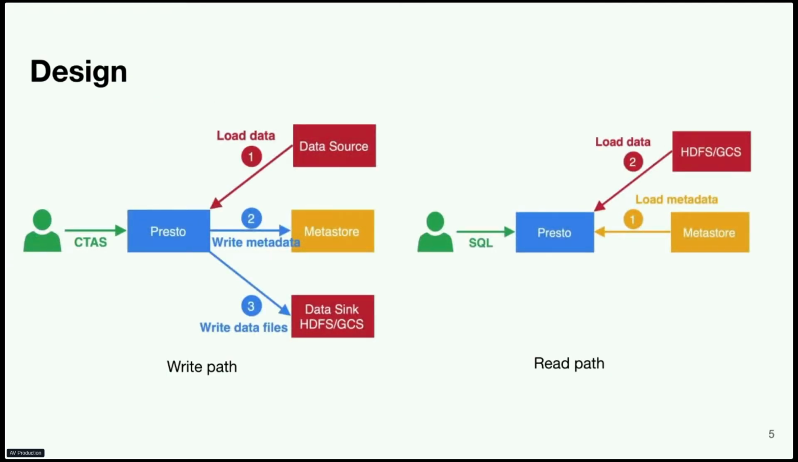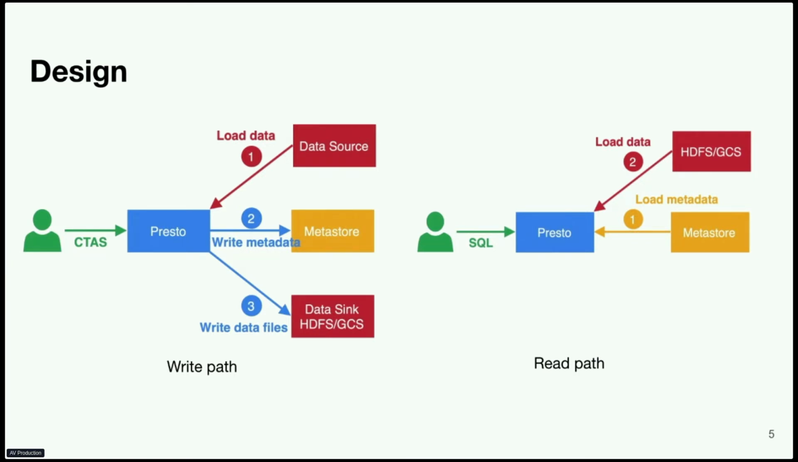And here is the high-level architectural design of the Presto Iceberg connector regarding the write path and the read path. On the left side, it is the design of the write path. Suppose that the user sends a CTAS query to the Presto cluster. The CTAS query is create table as select. And then the first step is the Presto cluster will load the data from the data source. And then it will write metadata to a metastore. The metastore here could be, say, a Hive metastore or a native folder. The native folder mechanism is a new feature implemented by Jack Ye from AWS. Later, Beinan will talk more about the internal details of this design. And then the third step is to write the data files into the data sink, like HDFS or GCS. So this is the mechanism of the write path.